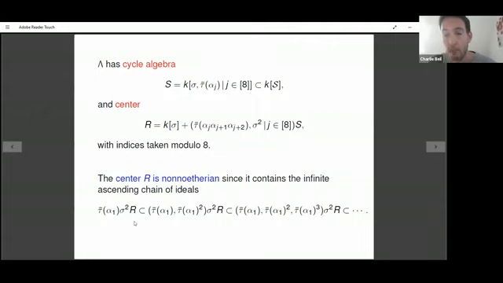The big difference between the torus case and the higher genus case is that now the center need not be Noetherian, even though it's directly generalizing Noetherian dimer algebras on a torus. For higher genus surfaces, this is really a result of the curvature, that we have non-zero curvature.